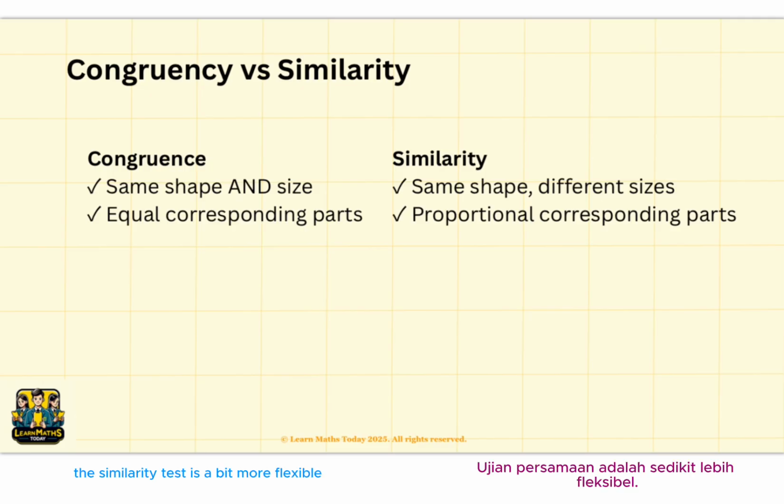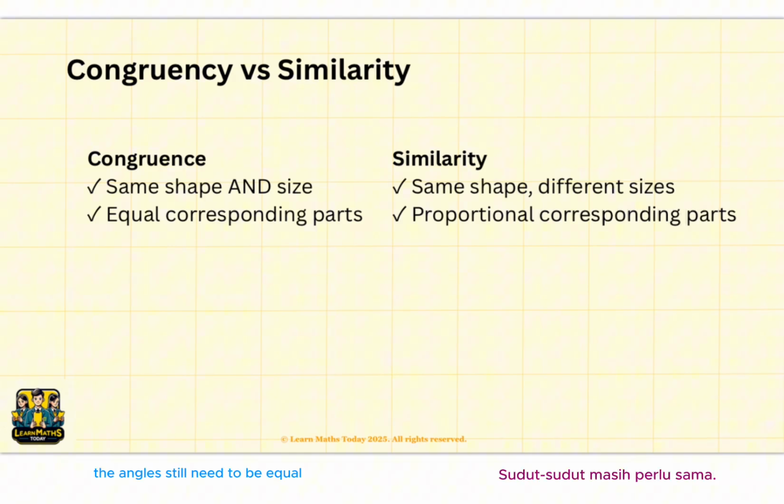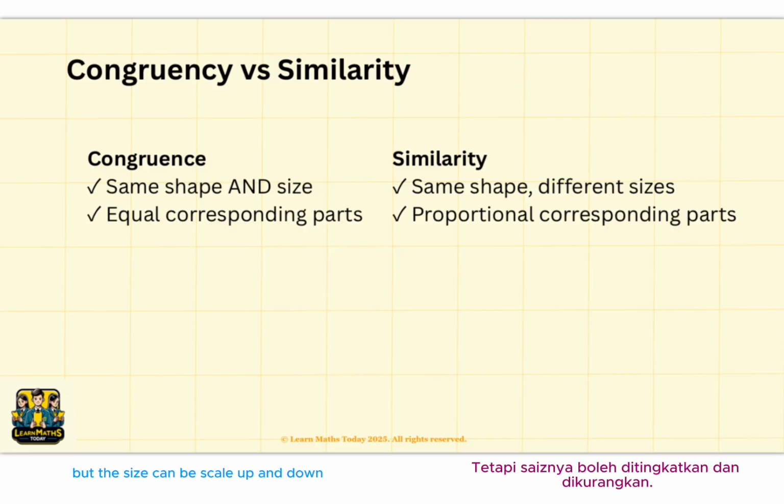The similarity test is a bit more flexible. It requires the same shape, but it allows for different sizes. The corresponding parts must be proportional, but they don't have to be equal. The angles still need to be equal because angle determines the shape, but the size can be scaled up and down as long as they maintain a consistent ratio.